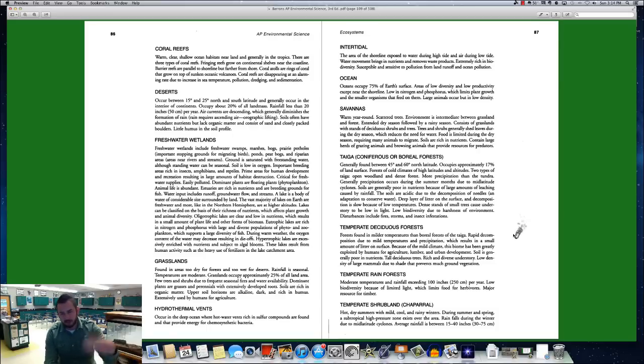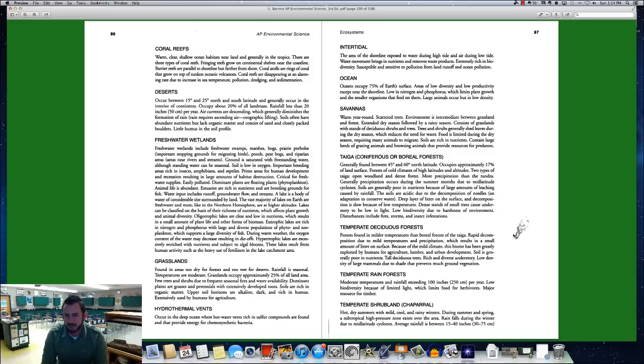Tall deciduous trees means they lose their leaves. Rich and diverse understory, and low density of large animals due to shade that prevents much ground vegetation. And this is where we live. We've dominated the temperate deciduous forest because it does have a relatively mild temperature and precipitation year-round.